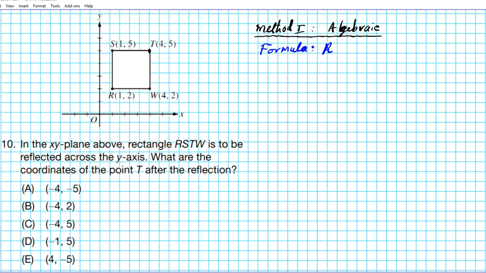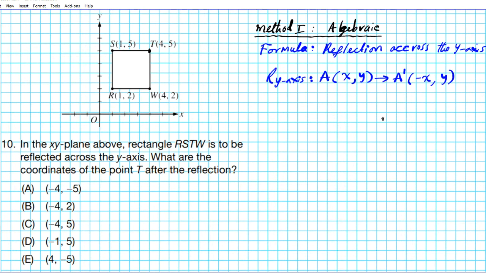So the formula for reflection across the y-axis is as follows. So r, the reflection across the y-axis of, let's say, an original point A with coordinates x, y is going to be, so A is the original point, and then the image on the reflection, let's call that A prime, is going to be negative x comma y.